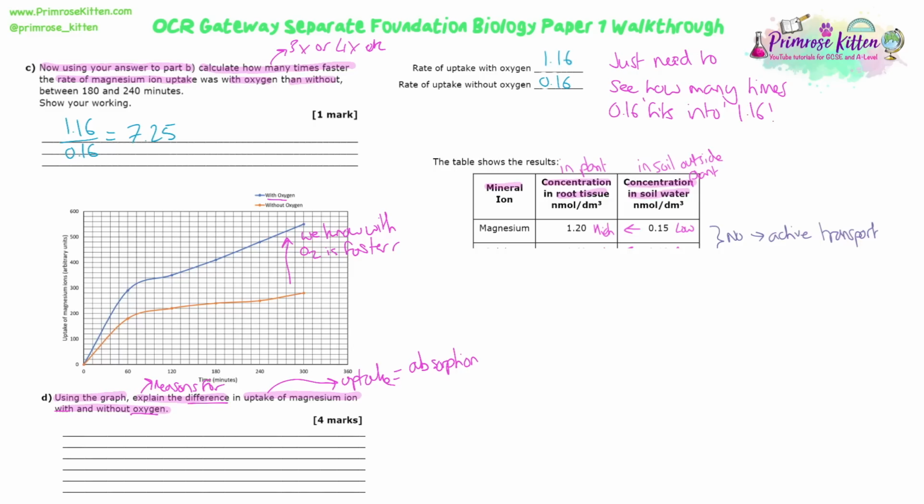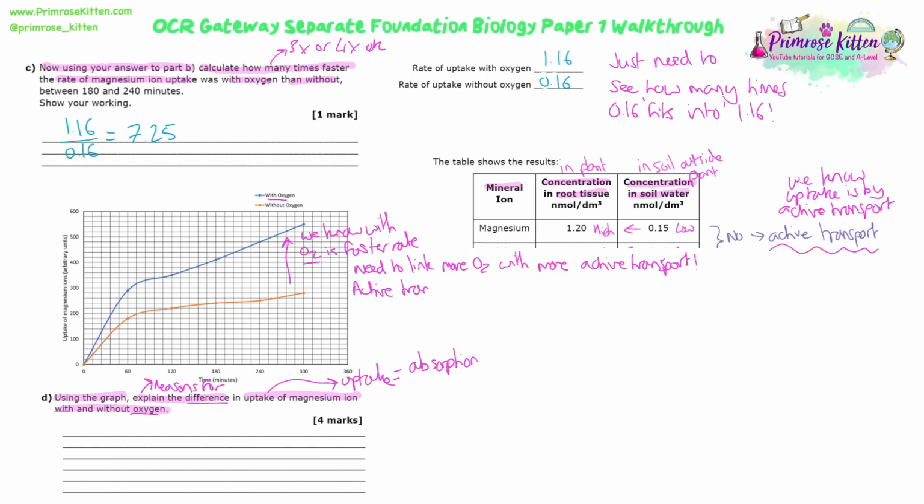So we know from the table that we got in the first part of the question, and our calculation, that it's going to be happening by active transport. We know from the magnesium ions in the table that it's going from low to high concentration, so it must be being moved by active transport. So now we just have to find a link between active transport and oxygen.